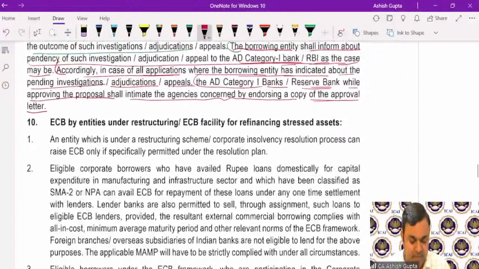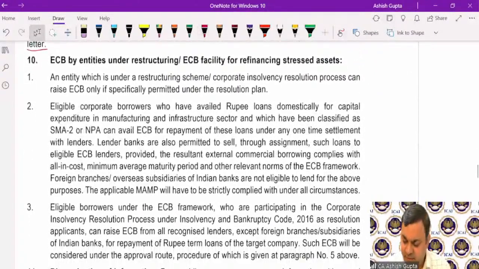So this you need to take care. Right? Tenth point. ECBs by entities under restructuring. ECB facilities for refinancing stressed assets.